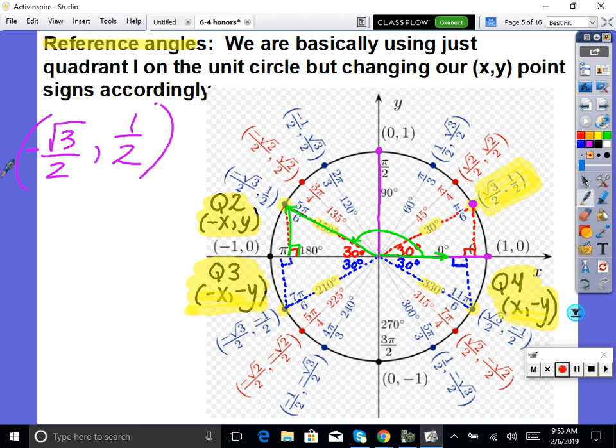Now notice, at 30 degrees, our radian is pi over 6. Do you see how all the 30 degrees, the radian is pi over 6? 30 degrees, pi over 6. 30 degrees, pi over 6. So that helps you have a little cheat sheet.